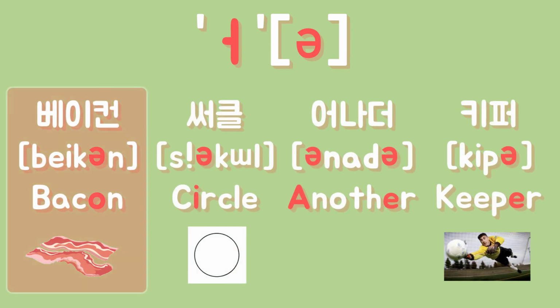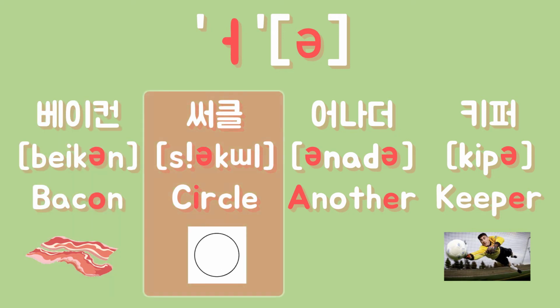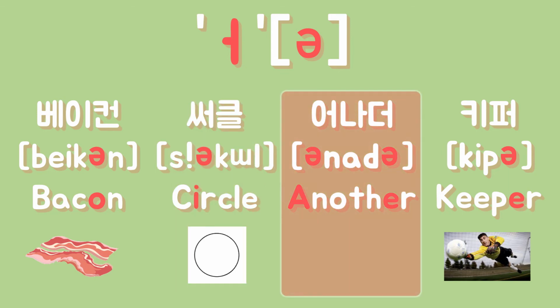Let's move on to the next hardship in Korean vowels. Sound is relatively easy to master because we can find many English words which already contain this vowel sound. For example, alphabet O makes sound in bacon, bacon. Alphabet I also does in circle, circle. A in another. And here E in keeper, and so on.